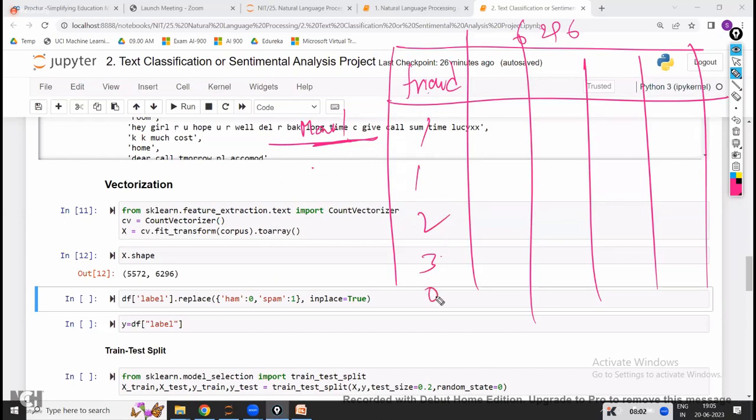In the next mail, the word friend is not there. In the next one, 2 is there. Assume there are a total of 6 mails.